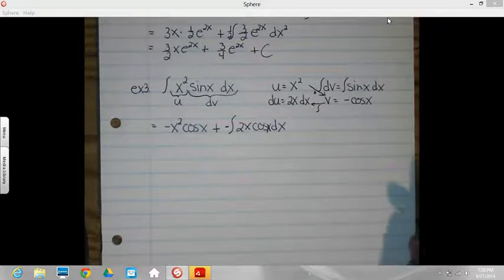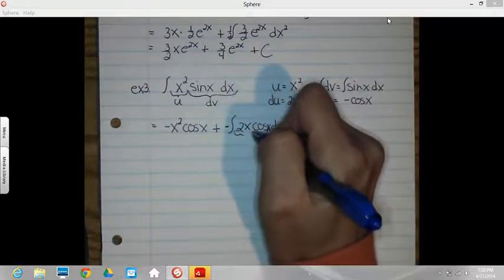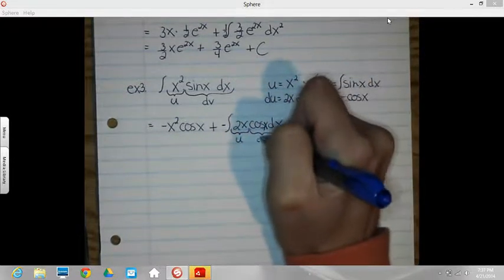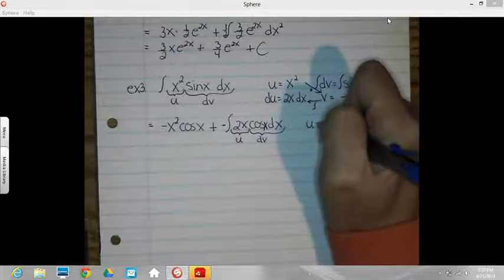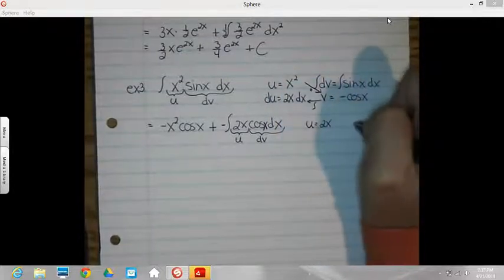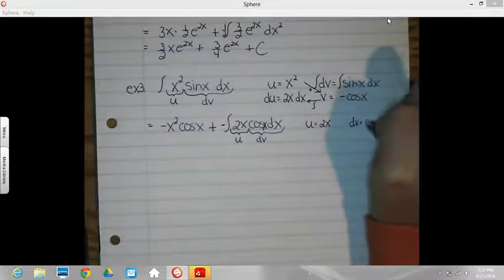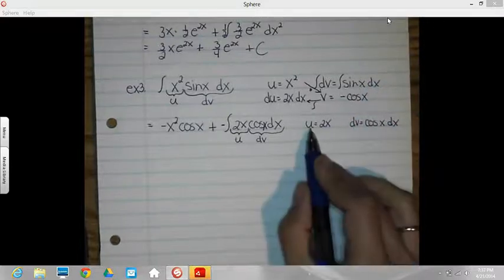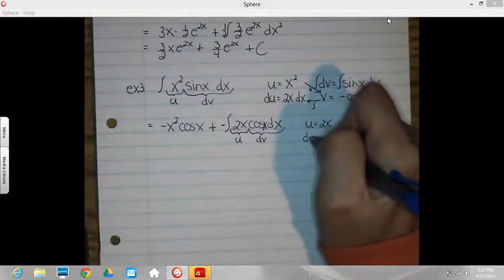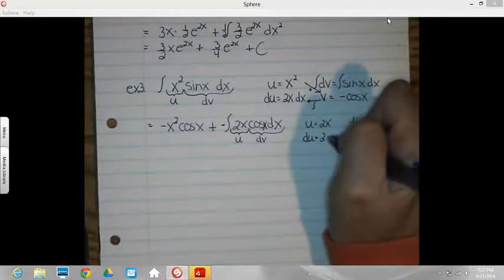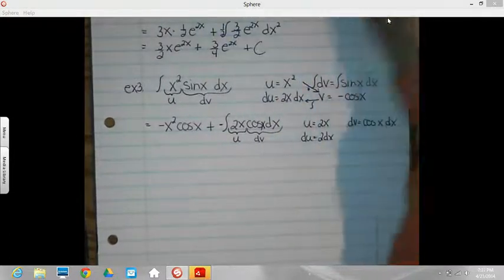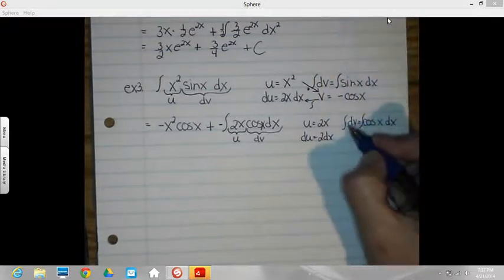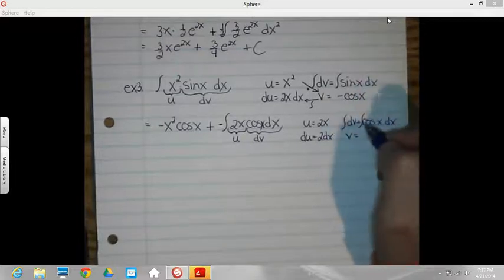So I have to repick my u. I'll go with the 2x, and then this will be my dv. So I'll let u equal 2x, dv equal cosine x dx. Derivative here, both sides. du equals 2 dx. Integrate here. The integral of 1 dv is v. Integral of cosine x is sine x.